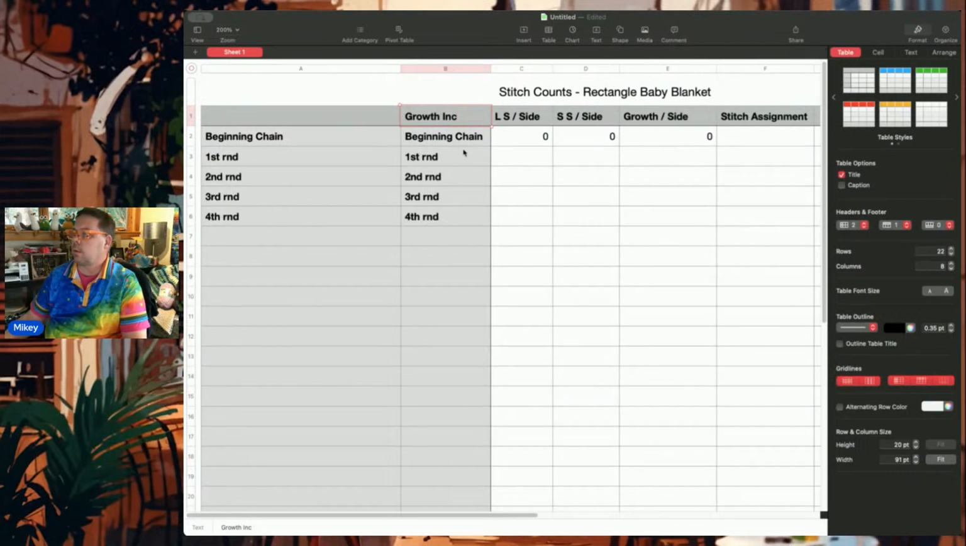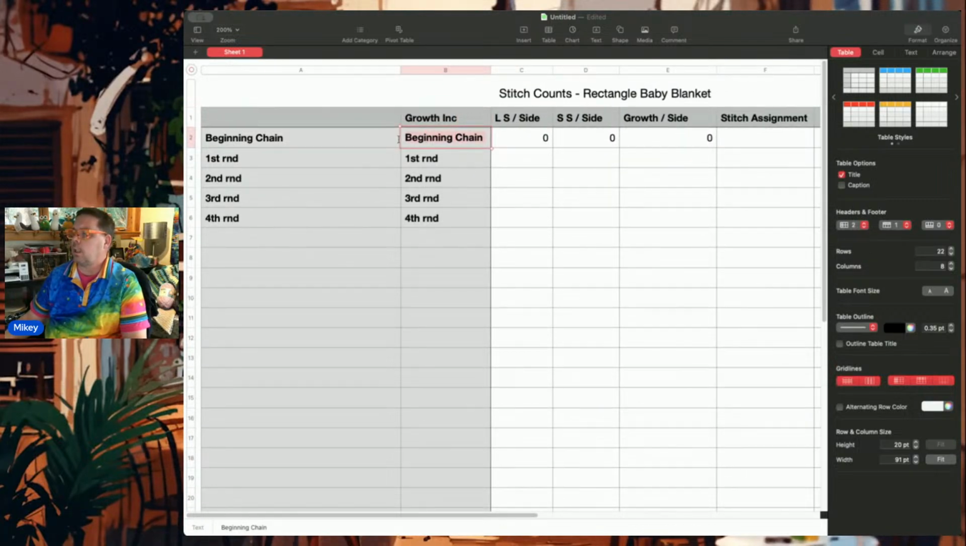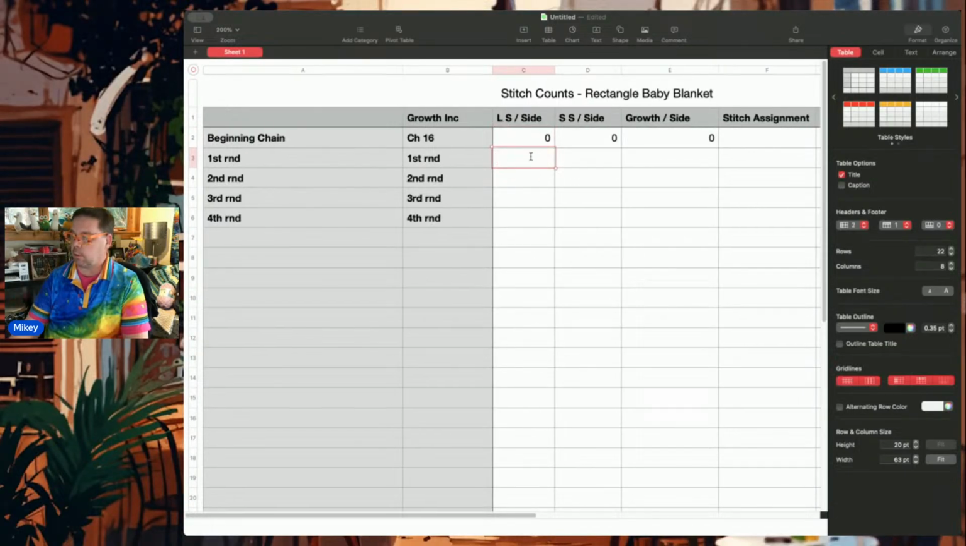So Jeannie used to do it this way, but so we had the beginning chain. So it was chain. What was that? Let me just take a look at my notes here. It was the chain 16. And so on the first round, we have double crochets. So we have 15 double crochet. On the short side, we had 3. And the growth side was 2.